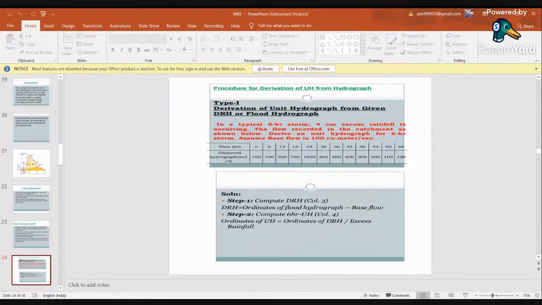So we'll go with one example. See here in this problem, in a 6-hour storm, 4 centimeter excess rainfall is occurring and the flow recorded in the catchment is as shown below. Derive the unit hydrograph of the 6-hour storm. Assume base flow is 100 cubic meters per second. Okay, so you have to plot the unit hydrograph from the direct runoff hydrograph.